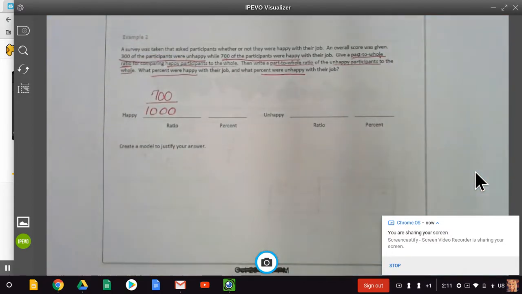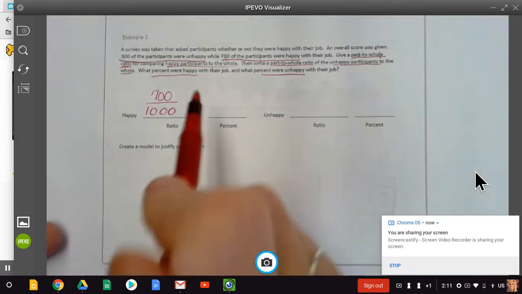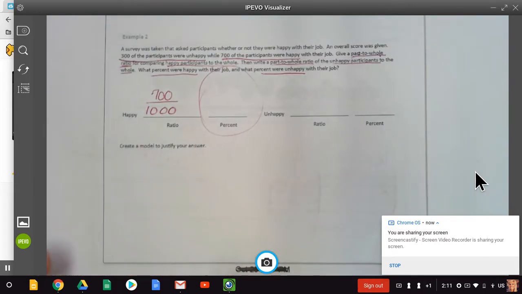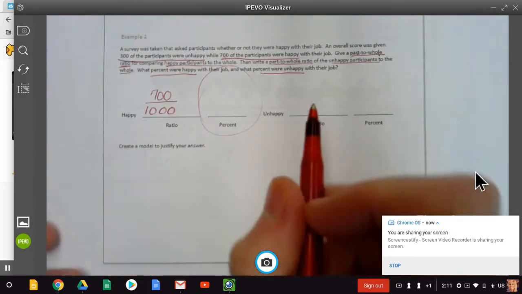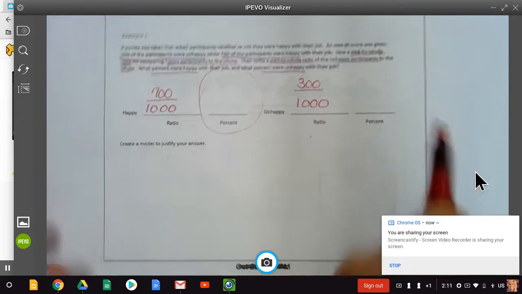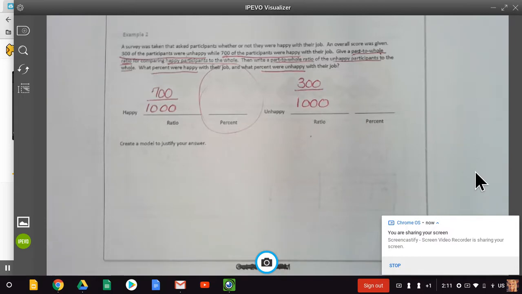Now, if we have 700 over 1,000, that's going to be a little tricky because we're not going to figure out the percent yet, but we will get to that because percents are out of 100. We're going to talk about that in a minute. Let's do our unhappy ratio. So our unhappy ratio is 300 people to the total of 1,000. Okay, so we've got that. Now we need to create a model to justify our answer.